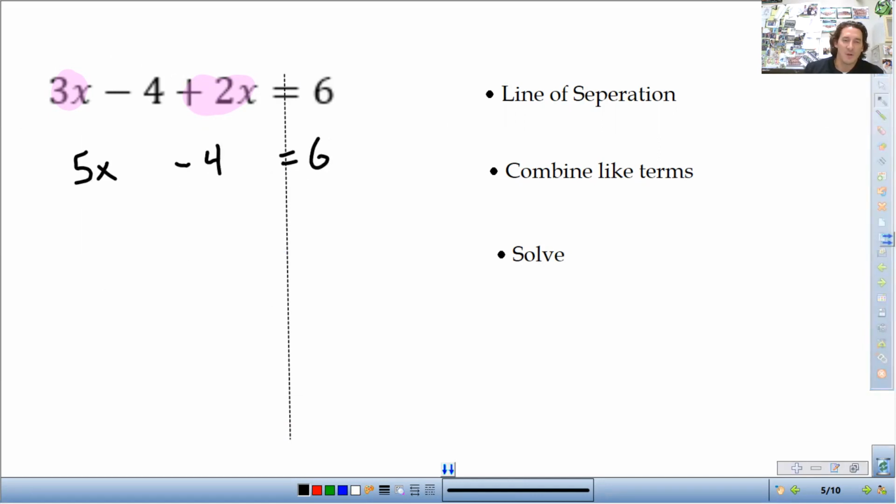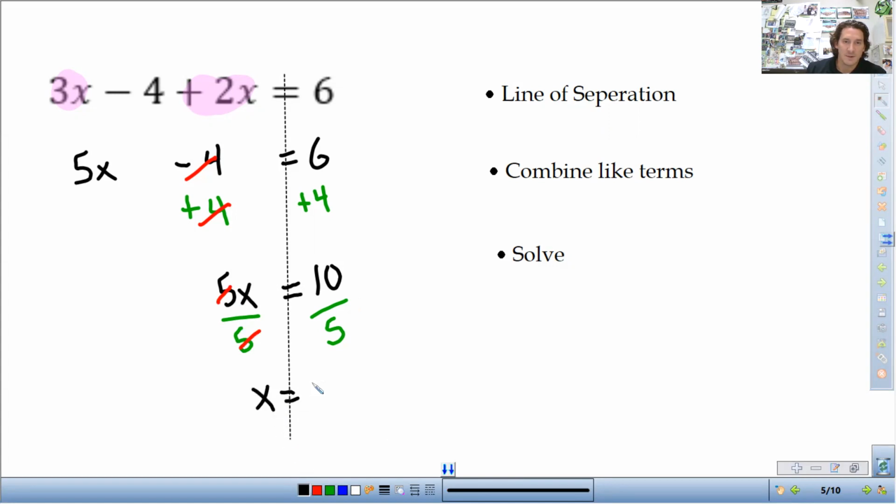Now that I'm here, I want to eliminate the 4. That's when I start doing the opposite of what's being done. So I'm going to add 4 to both sides. Minus 4 plus 4 cancels out, and I'm left with 5x is equal to 10. And now the last step, to eliminate the 5, I need to divide both sides by 5. The 5s cancel out, and you get x is equal to 2.